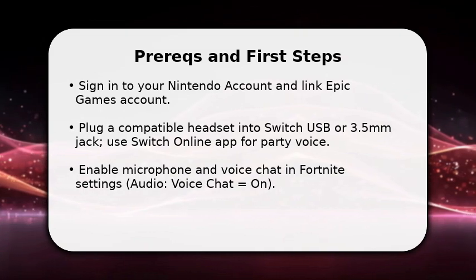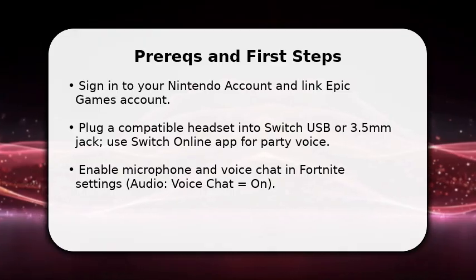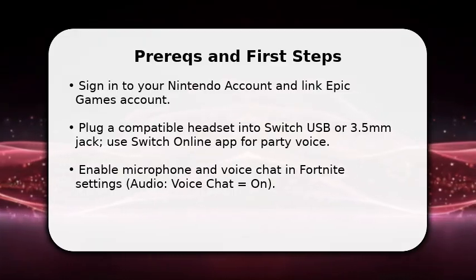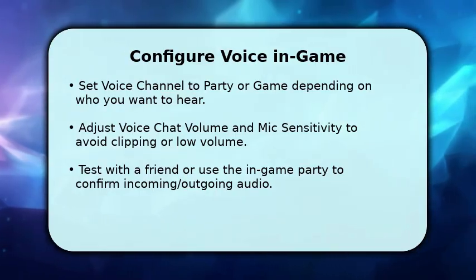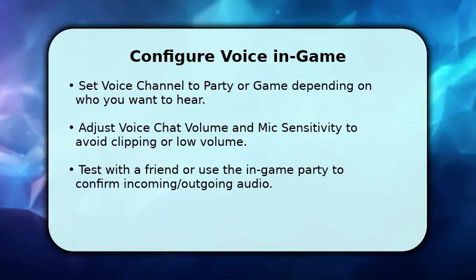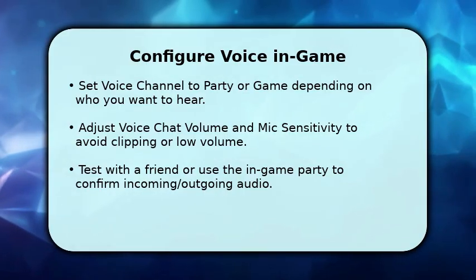Once in Fortnite, navigate to Settings Audio and choose your voice channel. Party to talk with friends or game to hear all players in a match. Next, adjust voice chat volume and mic sensitivity so your voice stays clear without distortion. Lower sensitivity to cut background noise, raise it if teammates can't hear you.